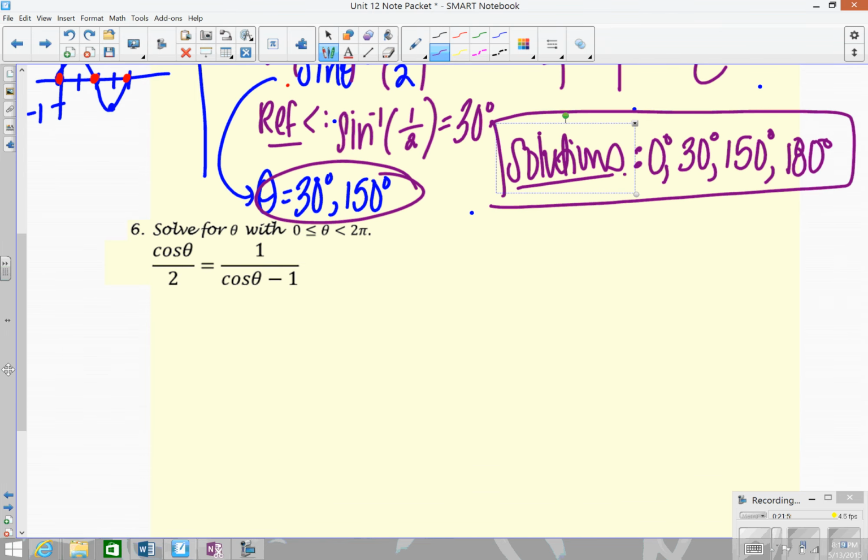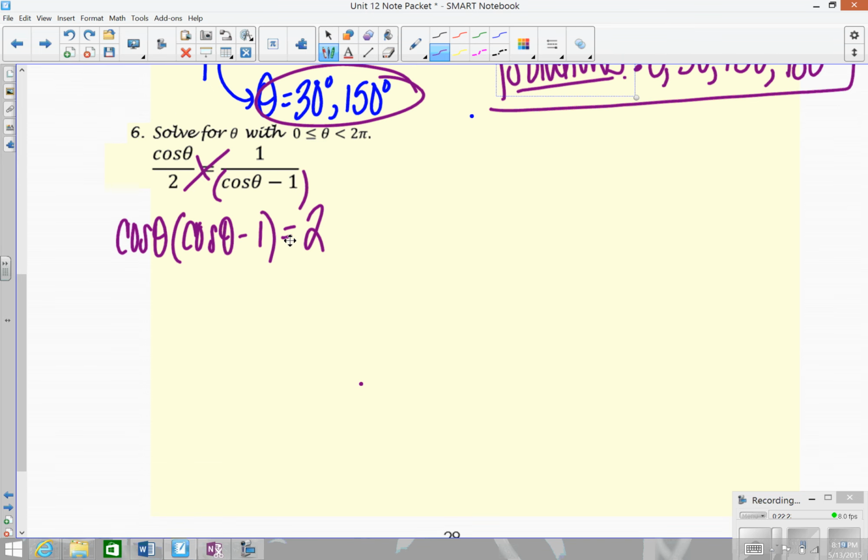So looking at another one, here again we have some more complicated algebra now because we have some fractions. Whenever you have a fraction equal to a fraction, you can cross multiply. So when we cross multiply, make sure you put this in parentheses. So it's going to be cos theta times cos theta minus 1 equals 2. We can't split this and set both sides equal to 0 or both sides equal to 2, because it's not a 0. It has to be 0 in order for you to be able to use that property.